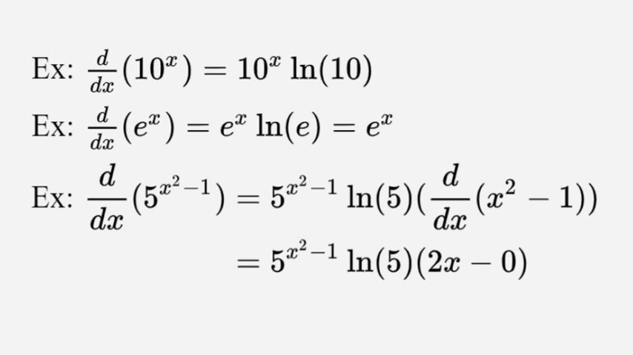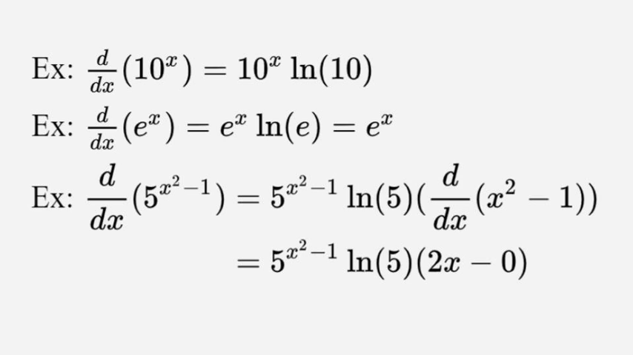Finally, let's compute the derivative of 5 to the power of x squared minus 1. This is a chain rule problem because my outer function is 5 raised to some power, and the inner function is x squared minus 1. So we are going to be using the chain rule. The derivative of 5 raised to some power is 5 raised to that power times natural log of 5, just like we saw above.